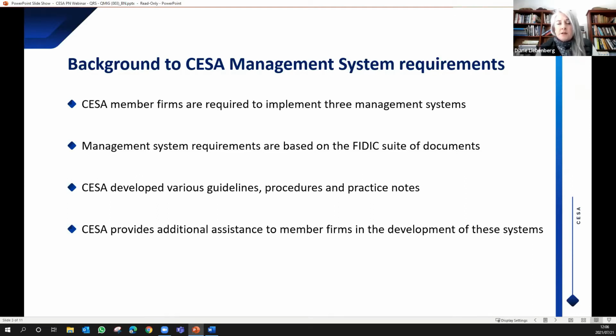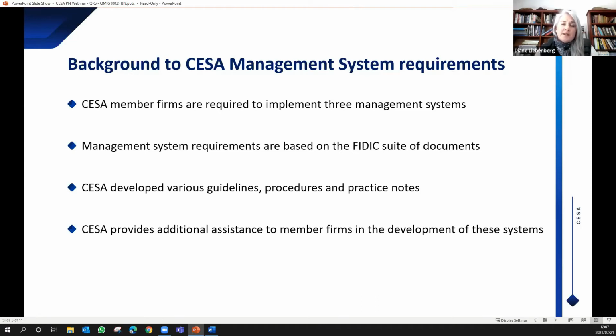CESA has based these management system requirements on the FIDIC management guidelines, and out of these, CESA has generated a number of its own guidelines, procedures, and practice notes, one being the QMIG that we're going to go into a bit more depth today. I've made reference to all these documents at the end of the presentation, so please feel free to consult them for further information. The FIDIC documents are available for purchase from the online FIDIC bookstore, and the CESA documents are available for free once you log in as a member to the CESA website.